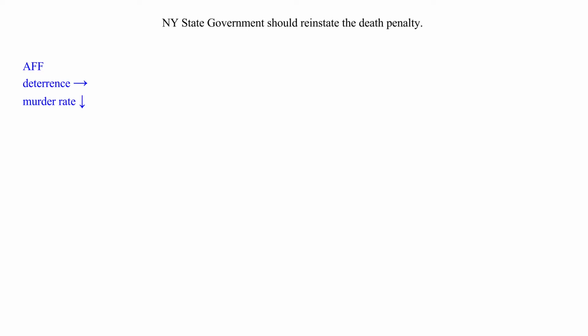And the argument here is basically deterrence. The death penalty makes criminals scared. Criminals don't want to get the death penalty, therefore they will not commit crimes such as murder that would lead to the death penalty if it were to be reinstated. So with this argument out of the way, let's think about how we can represent it graphically.